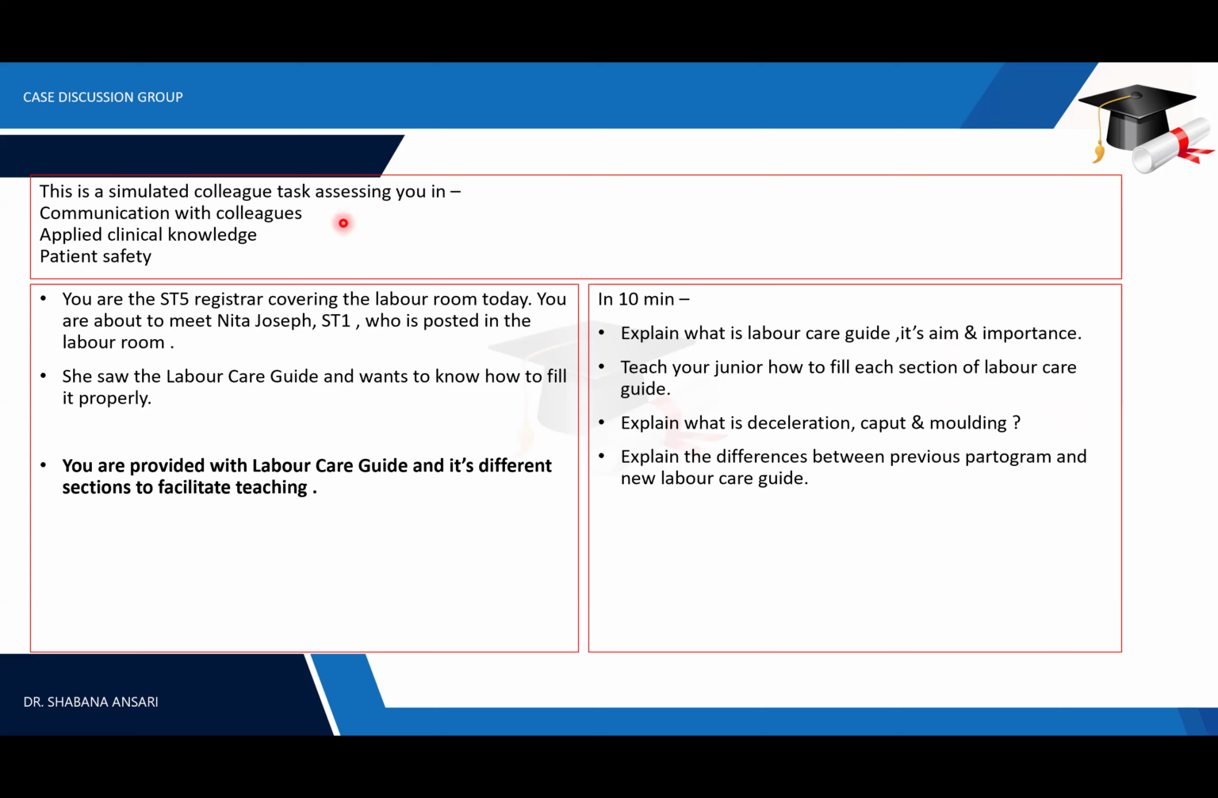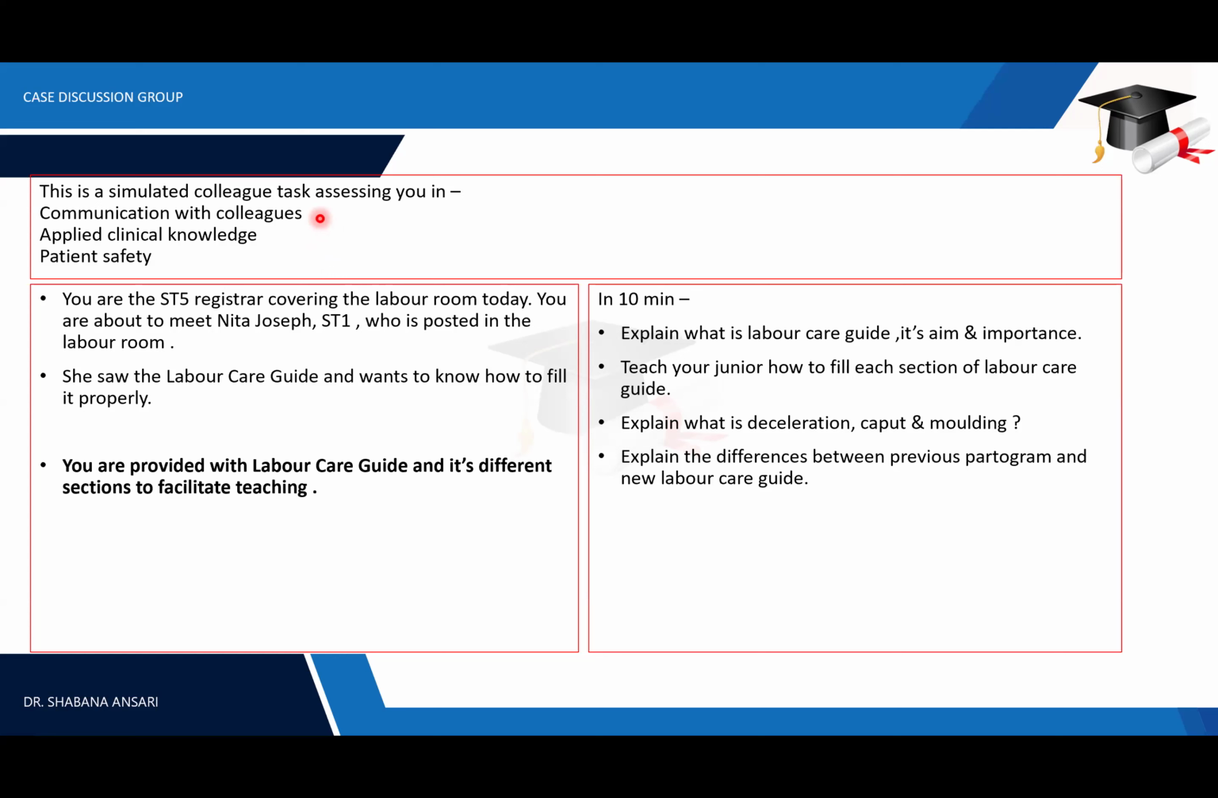Now, whenever you get a task in the teaching station, you have to see the domains in which you are tested: communication with colleagues, of course, your junior. When you think about the labor care guide, whom can I involve? If the patient is not having pain relief, I can involve my anesthetist. If she is not having any partner, I can involve my midwife, who can provide her with one-to-one support. And if there is any fetal distress, like caput 3 plus, molding 3 plus, decelerations, late decelerations, and we have to expedite the labor, I will inform my senior midwife and my consultant.